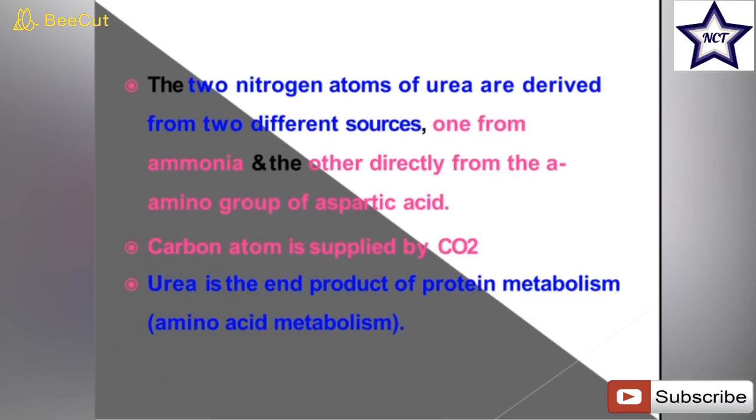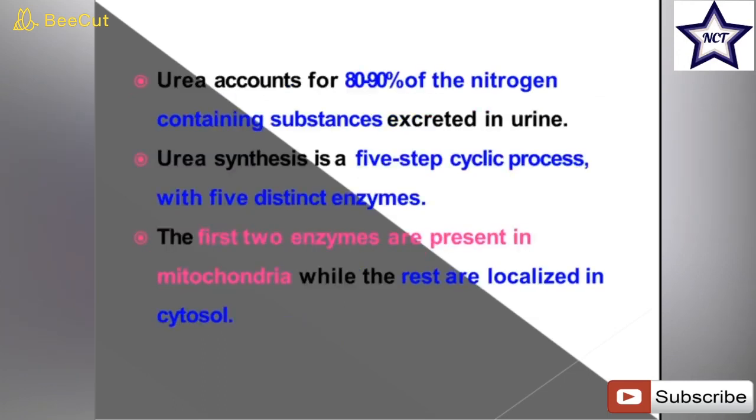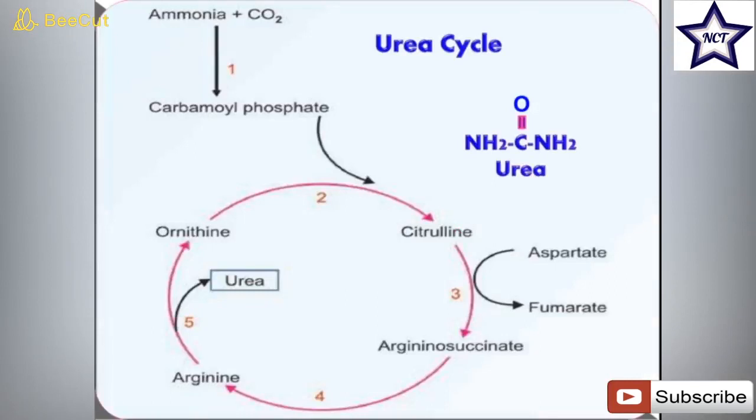Urea is an end product of protein metabolism, or we can also say amino acid metabolism. It accounts for 80 to 90% of nitrogen containing substances, so it is the major excretory product in urine. Urea is synthesized in a 5 step cyclic process, in which 5 different enzymes are involved, among which 2 enzymes are present in the mitochondria and the rest are present in the cytosol.